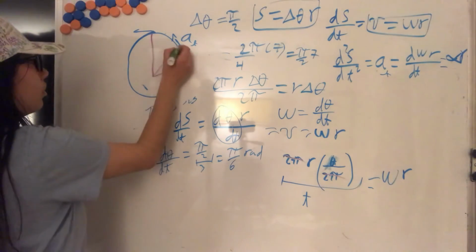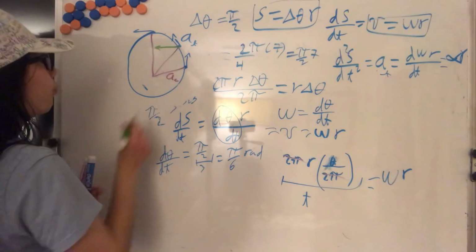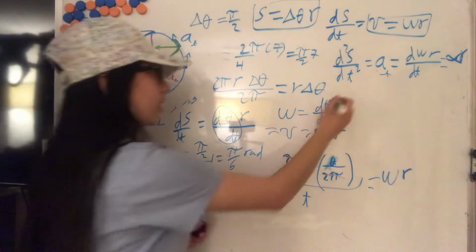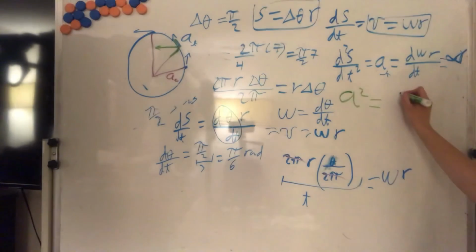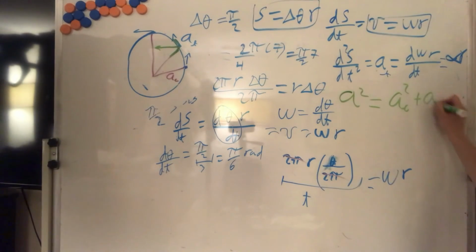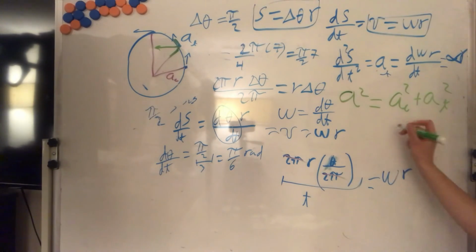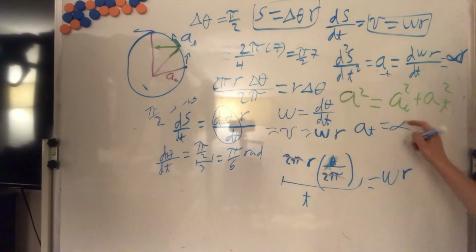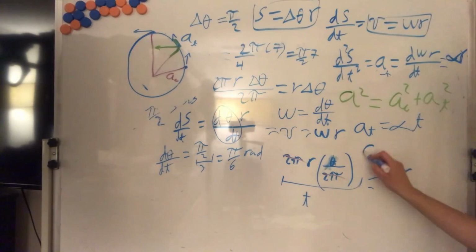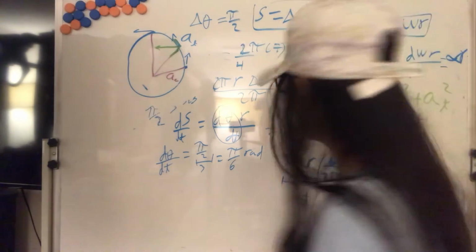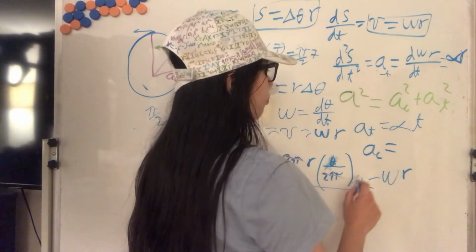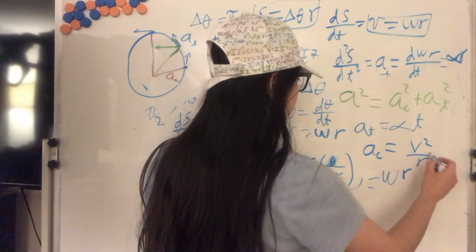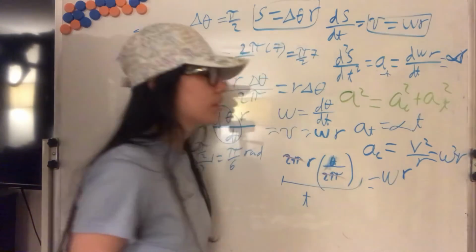This will be the resultant vector. Which components are the tangential acceleration and the centripetal acceleration? So the acceleration squared would be equal to the centripetal acceleration squared plus the tangential acceleration squared. And the tangential acceleration is alpha, the angular acceleration, times r, and the centripetal acceleration, we derived this in a previous video. The centripetal acceleration is either v squared divided by r or omega squared times r.